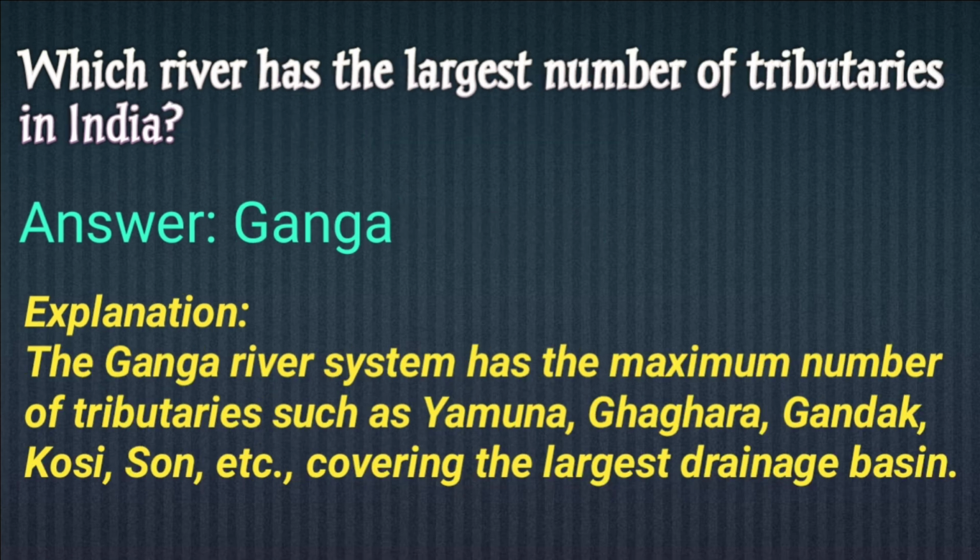Which river has the largest number of tributaries in India? Answer: Ganga. Explanation: The Ganga river system has the maximum number of tributaries, such as Yamuna, Ghaghara, Gandak, Kosi, Son, etc., covering the largest drainage basin.